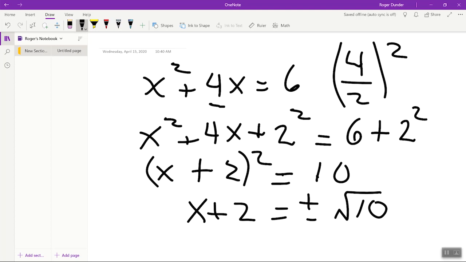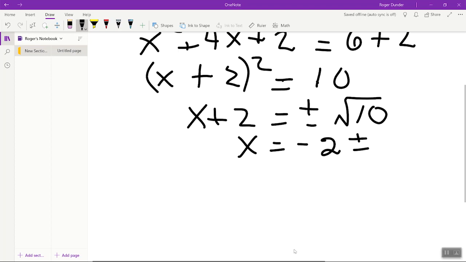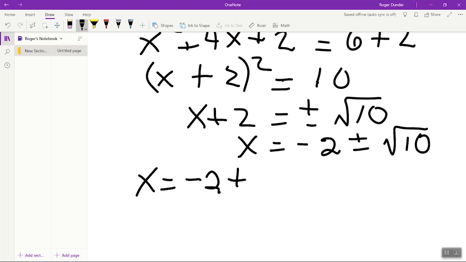And if we go ahead and solve this for x, we should get x is equal to minus 2 plus or minus the square root of 10. So we have two possibilities then. We have x is equal to minus 2 plus square root of 10. This is too sloppy.